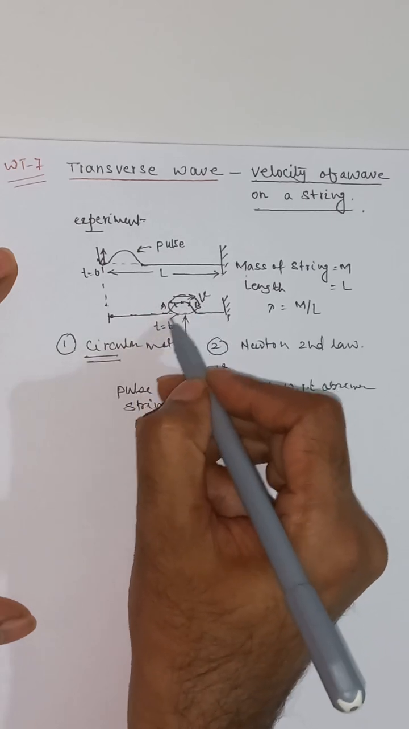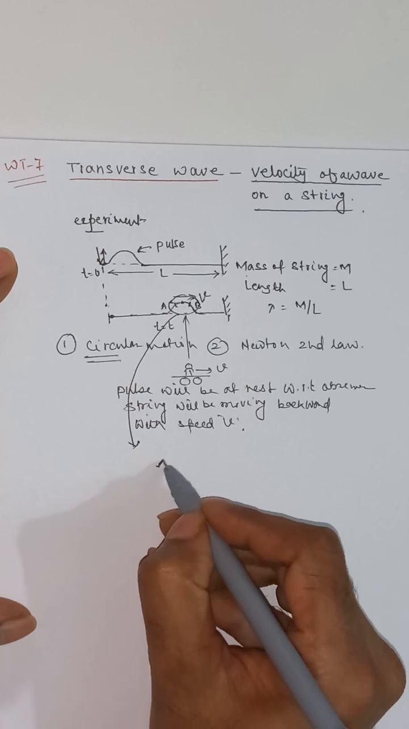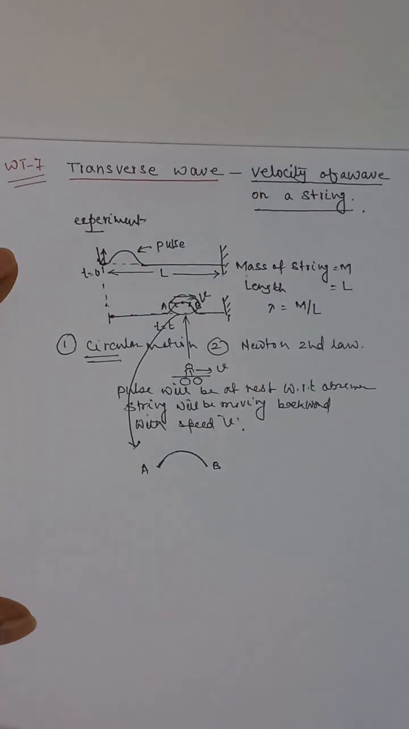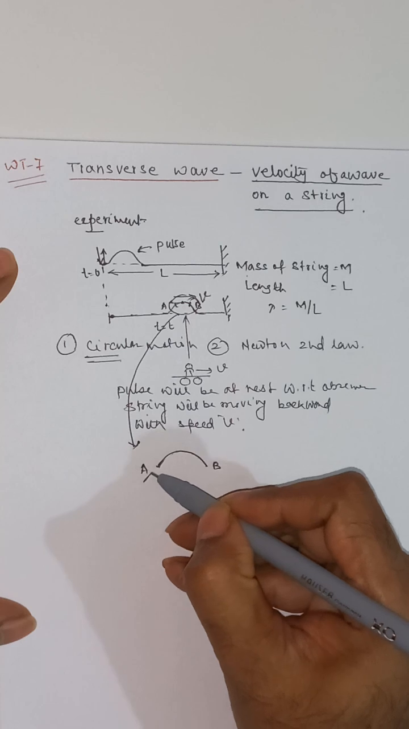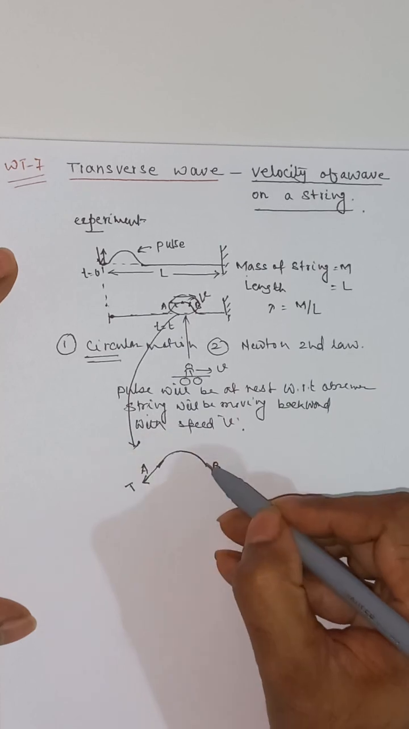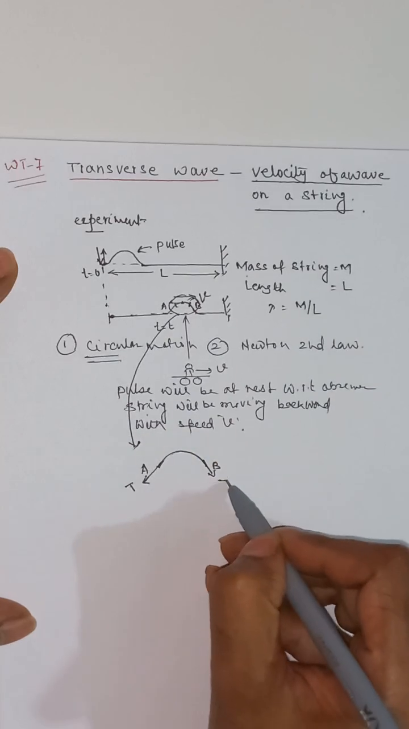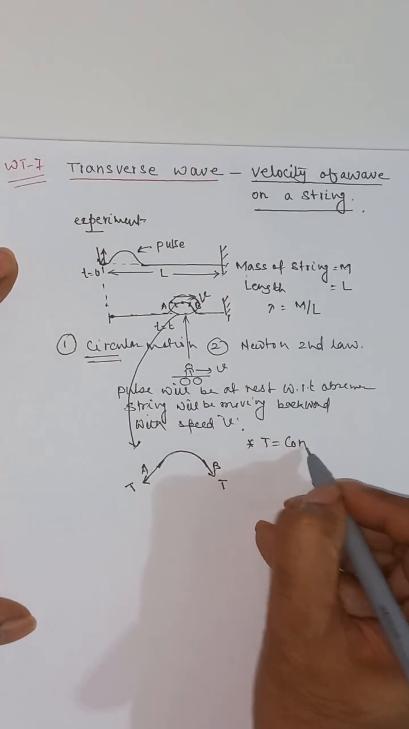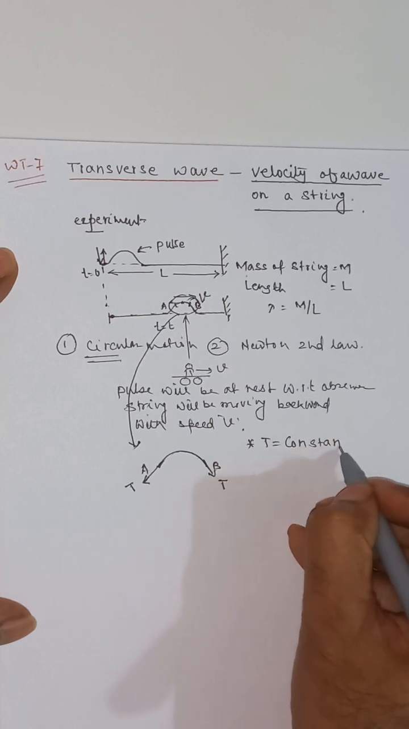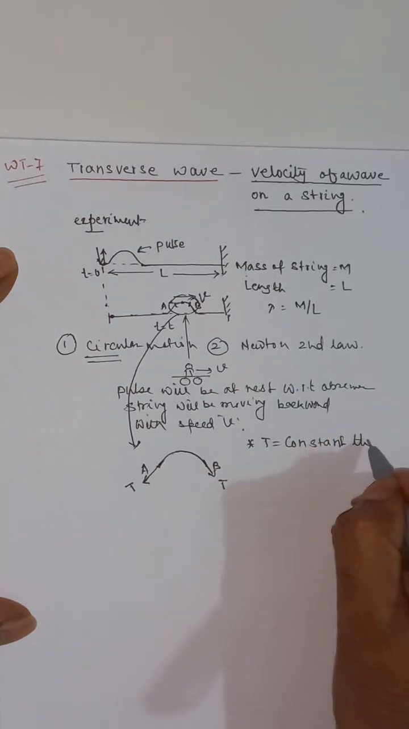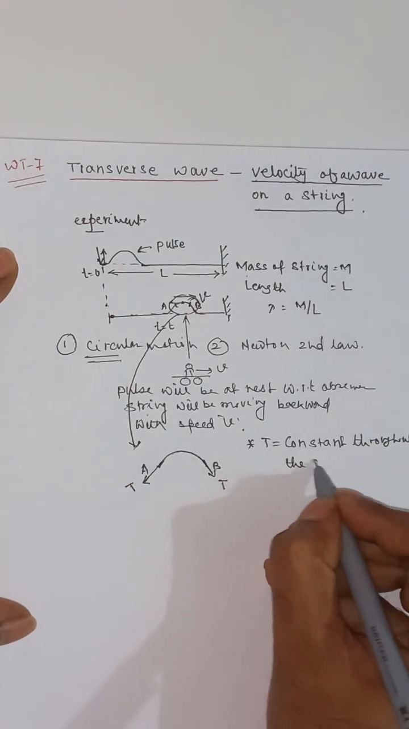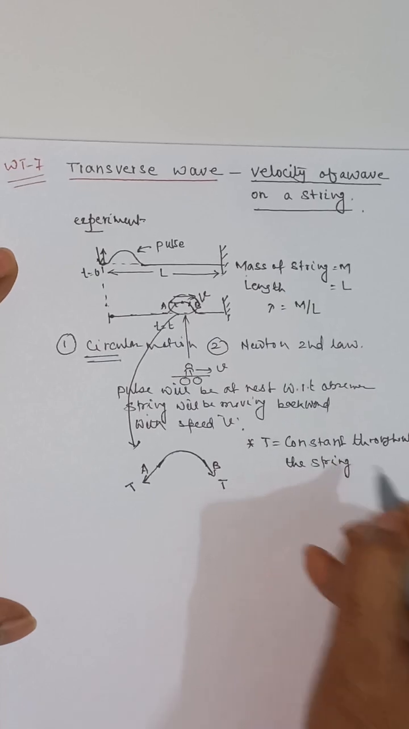I'm going to enlarge this one. This is the element of the string AB. Now I'm going to analyze the forces on this element. What forces will act on it? At one end the force will be tension T, at the other end also there is tension T. One more thing, we are assuming T is constant throughout the string.